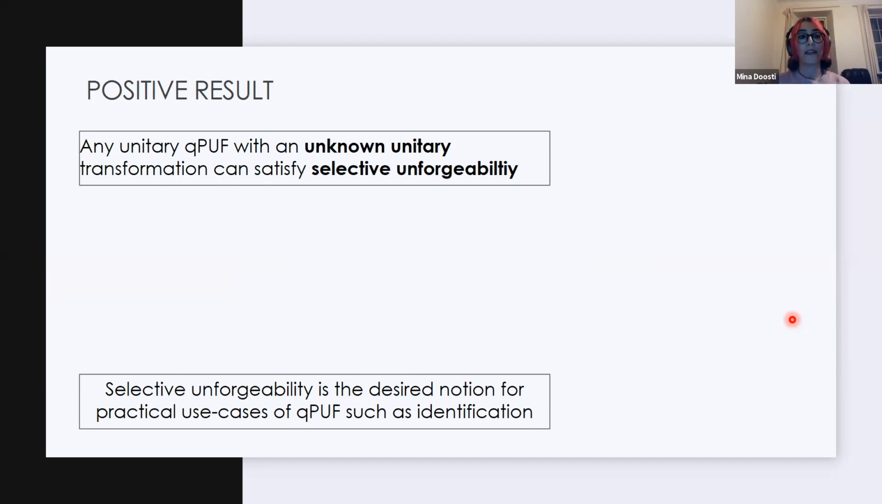But this is not the end of the world for quantum PUFs, because we have positive results. We show that any unitary quantum PUF, which is an unknown unitary with the definition that I talked about, is selectively unforgeable. So as long as you pick any unknown quantum PUF and you pick your challenges uniformly at random from the Haar measure, then you can have selective security, or selective unforgeability. And the good news is that this is usually the level of security that you need for applications based on PUFs. So that's good news.